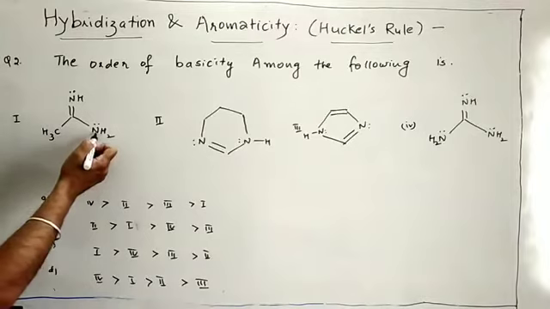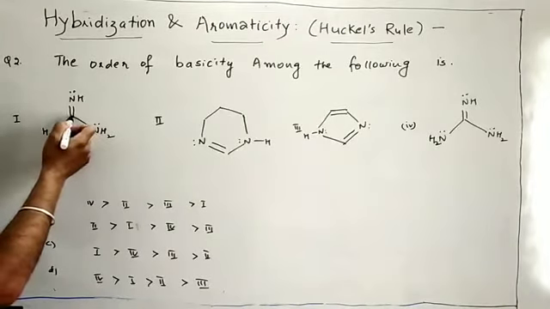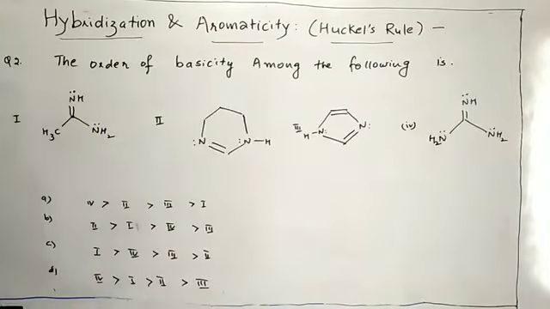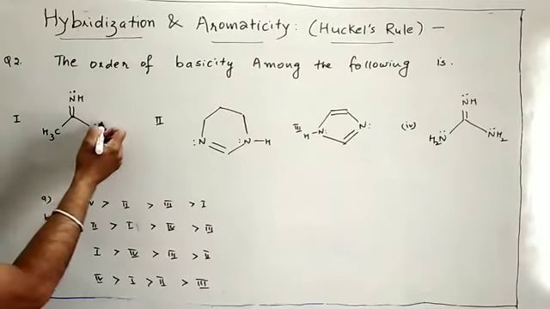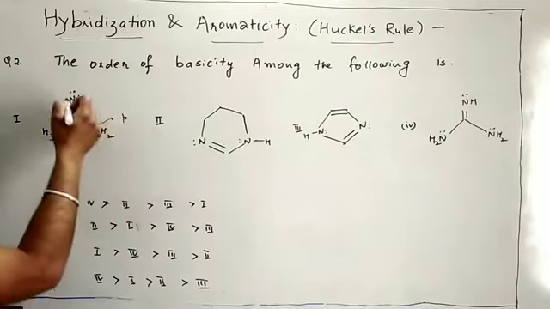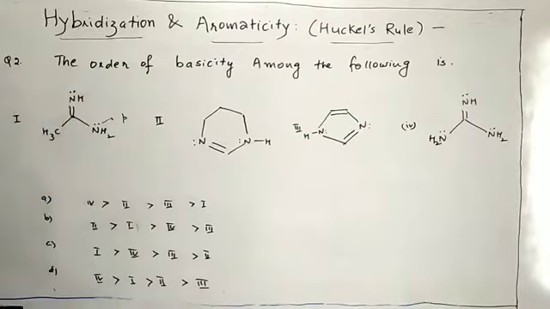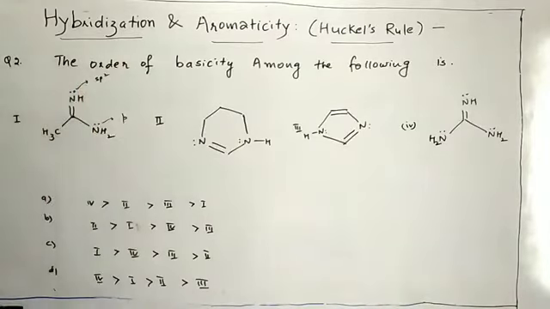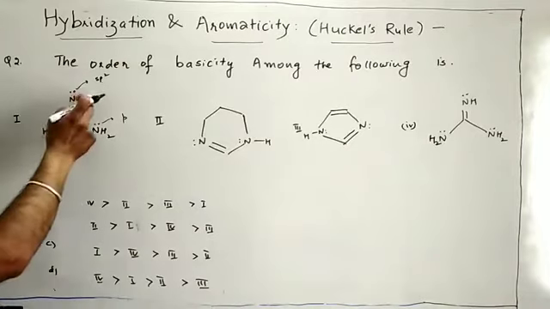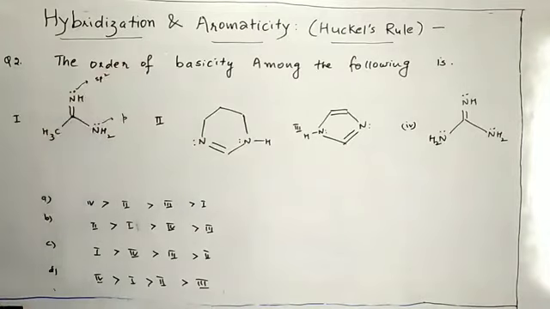This nitrogen is sp2 hybridized because it is attached to this sp2 hybridized carbon atom. So its lone pair is present in a p orbital. But this nitrogen is also sp2 hybridized, but it has already used its p orbital. So this pair is present in an sp2 hybridized orbital. It means this nitrogen gives its lone pair of electrons easily.